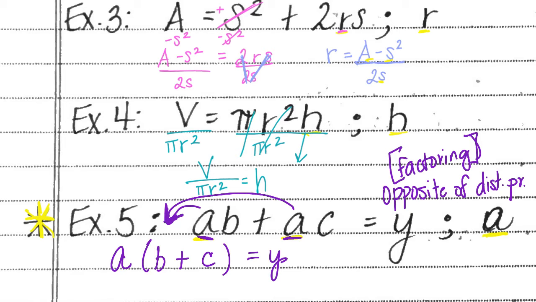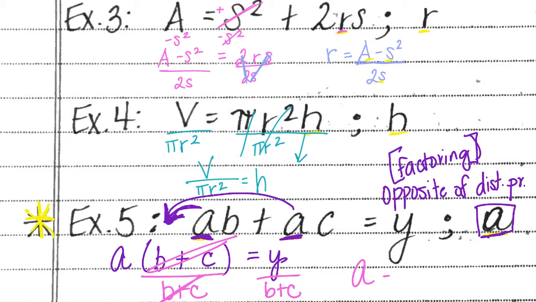Now, I'm going to continue and finish this problem, but I'm going to talk about why we can take 2 A's and make them 1 in just a second. Let's revisit. We're solving for A. How is A connected with B plus C in parentheses? It's being connected with multiplication. If it's being connected with multiplication, I can go ahead and divide by B plus C. Notice all of the B plus C cancels out, and A is equal to Y over B plus C.